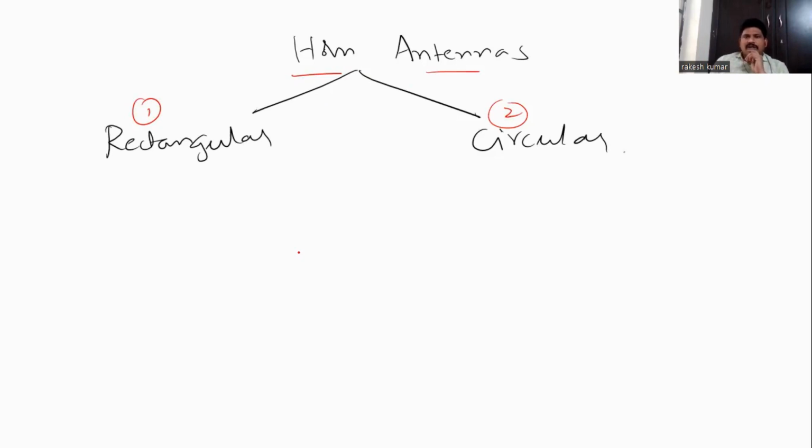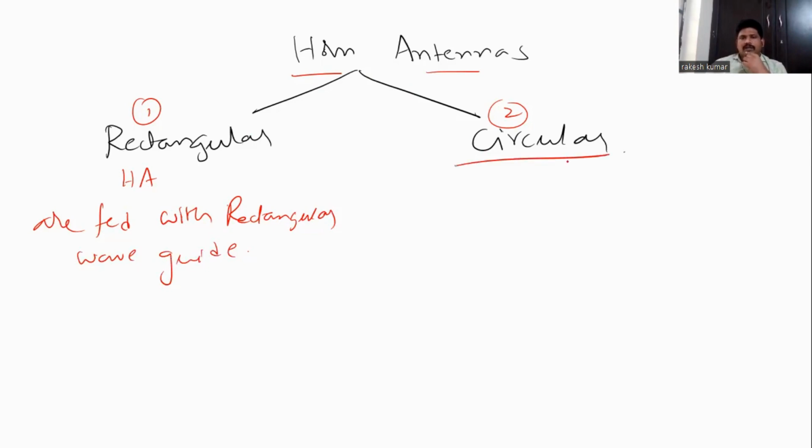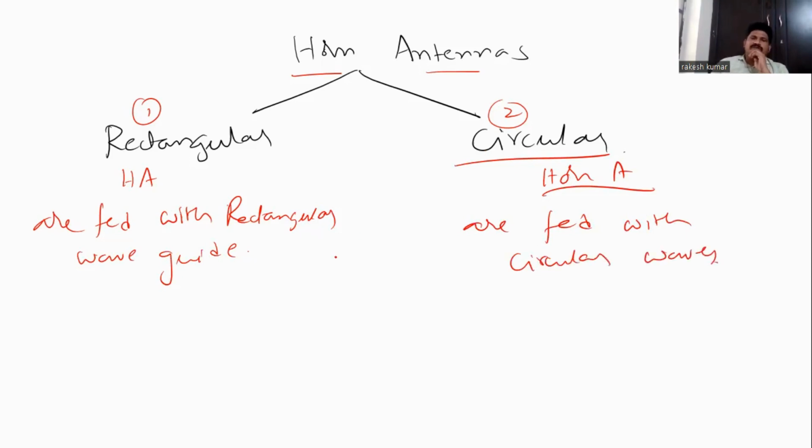When you say that the horn antenna is rectangular, the rectangular horn antennas are fed with rectangular waveguide. While the circular horn antennas are fed with circular waveguide. Okay, so this is the broad classification of horn antennas.